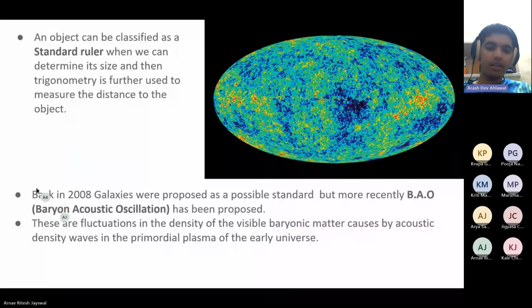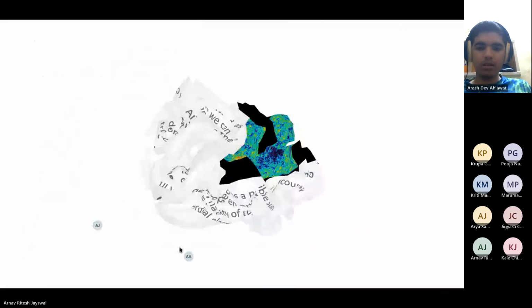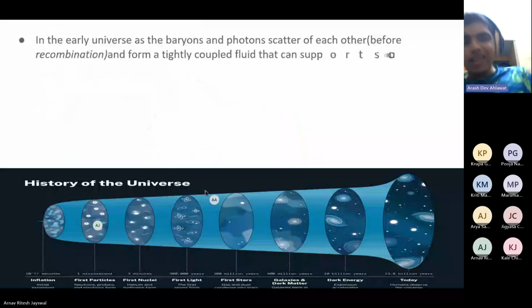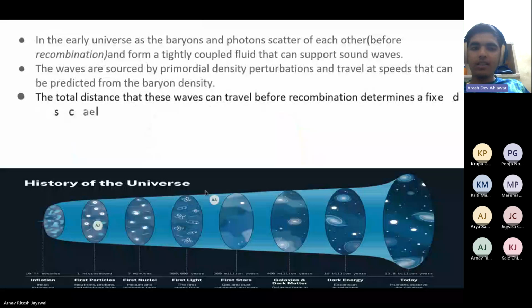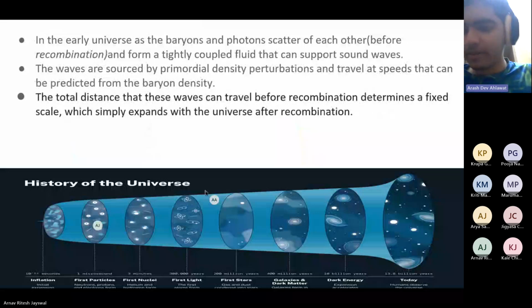Now, how do we use that? As I see it, in the primordial plasma of the early universe, there was baryonic matter, and there were density waves that were created because of the variable density. So yeah, in the early universe, the baryons and photons scatter off each other, like they hit and scatter off each other. That was before recombination, which is when electrons and protons come together to form atoms.